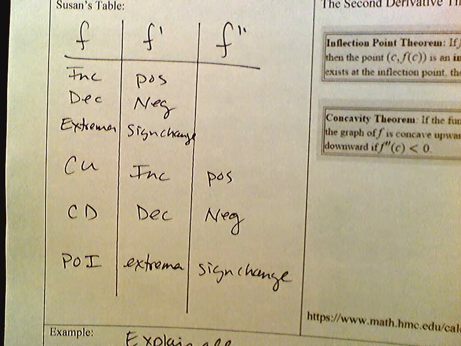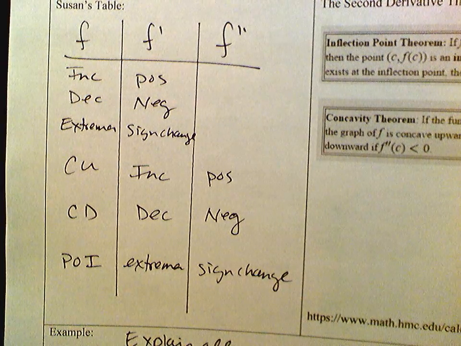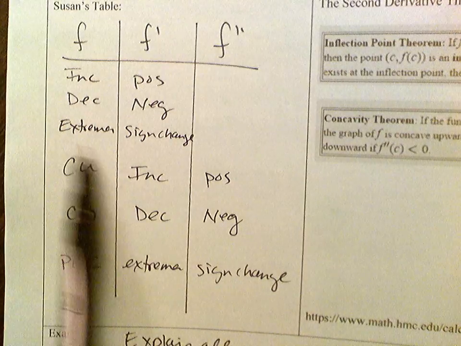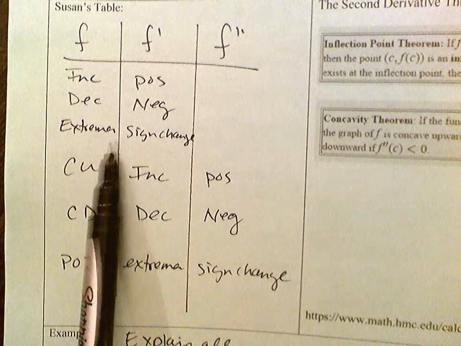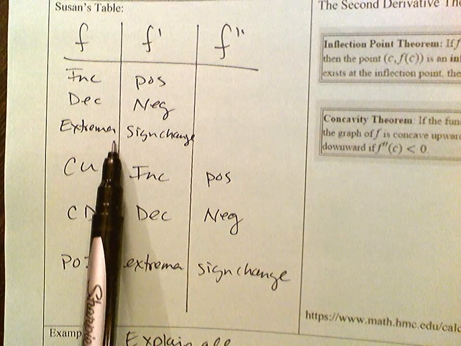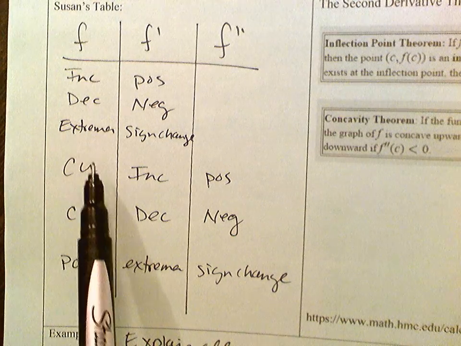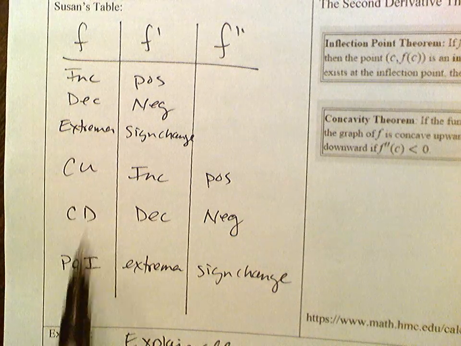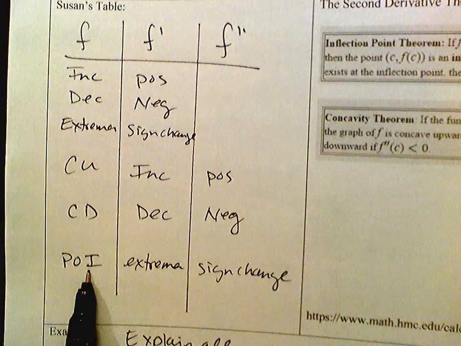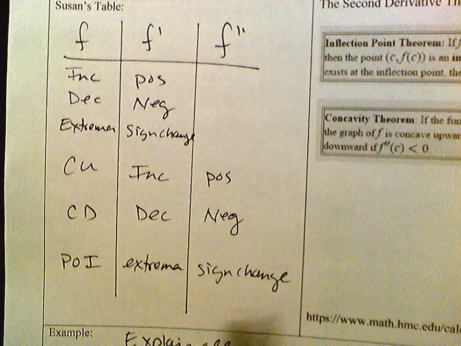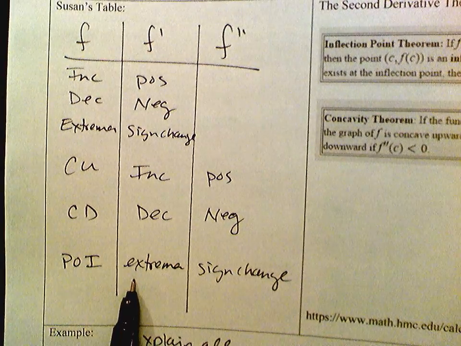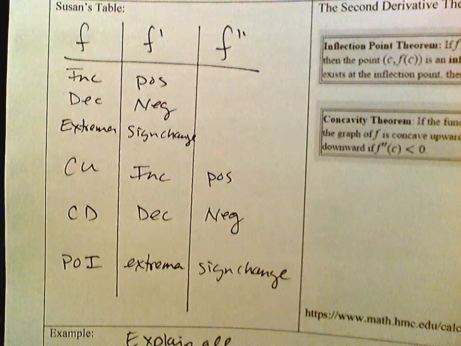Okay, so guys, these second derivative theorems, we've actually already been using these first 3 things with the first derivative test, but today we're going to determine intervals where a function's concave up, concave down, and we're going to determine inflection points. So we're going to be dealing with these last 3 rows.